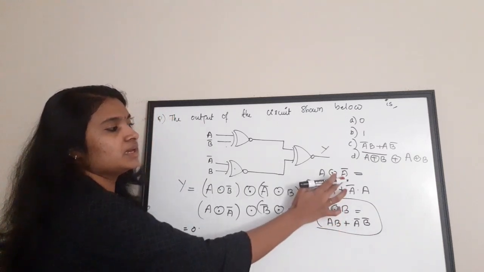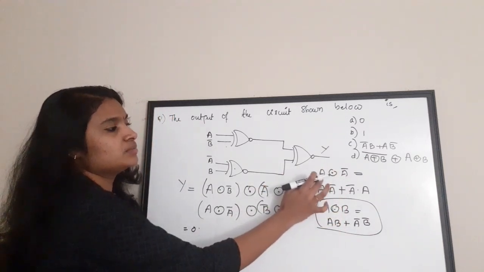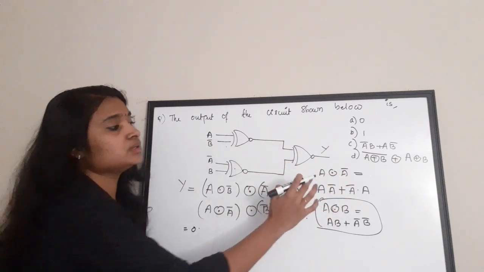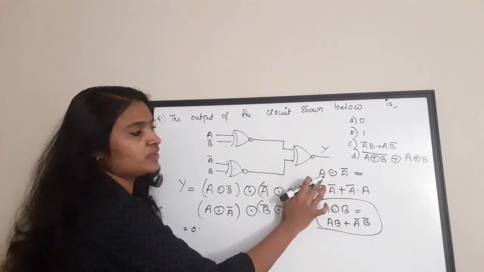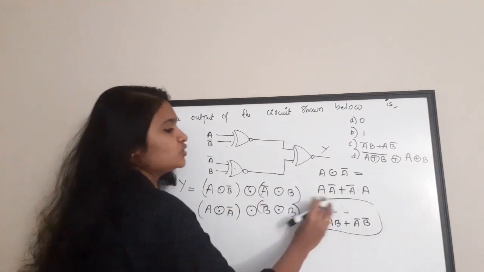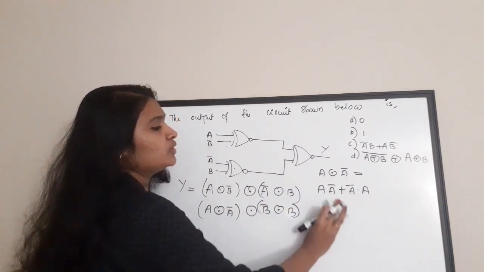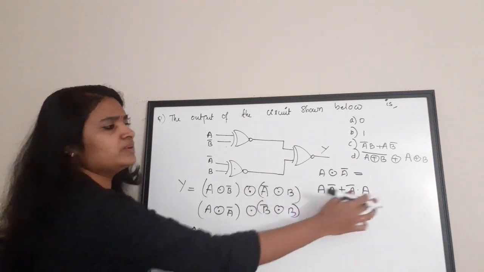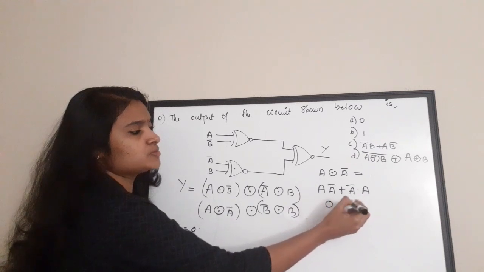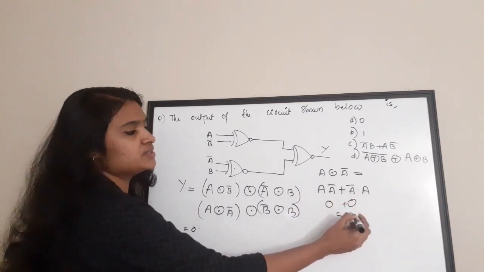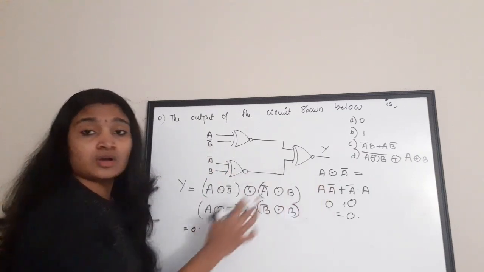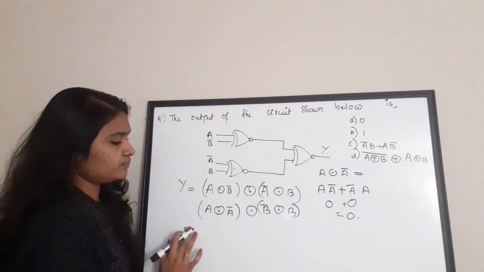Here B is A bar. So the first term is A into A bar, plus taking the complement of both. If you take the complement of A, it will be A bar. If you take the complement of A bar, it is A. So you will get the expression like this for A XNOR A bar. What will be this term? A term and its complement's product is equal to 0. So 0 plus 0 is equal to 0 is the output of A XNOR A bar. So here it is 0.